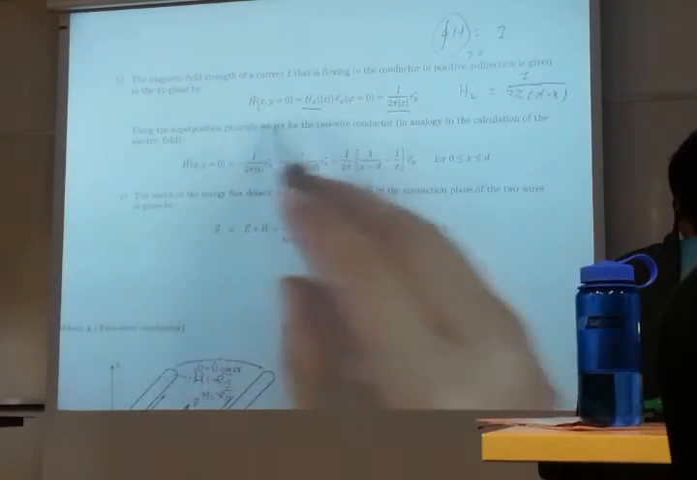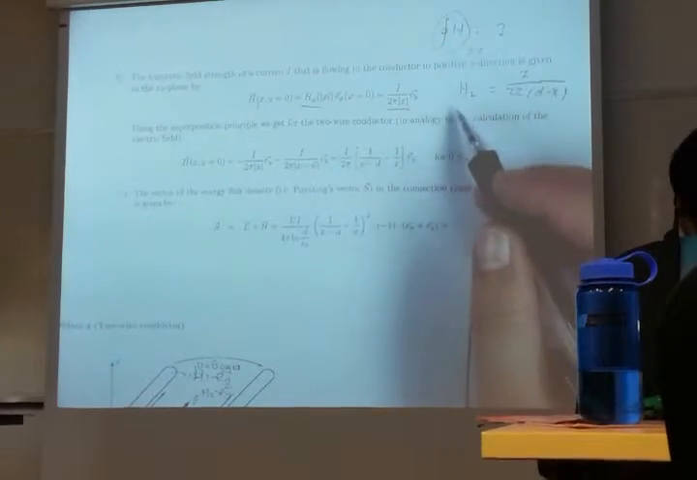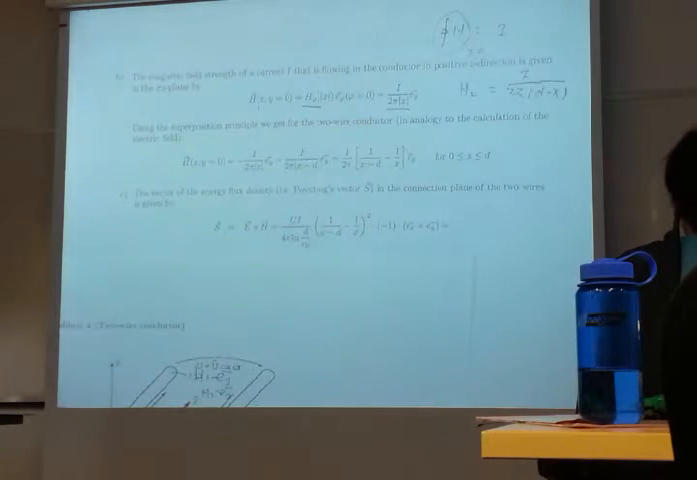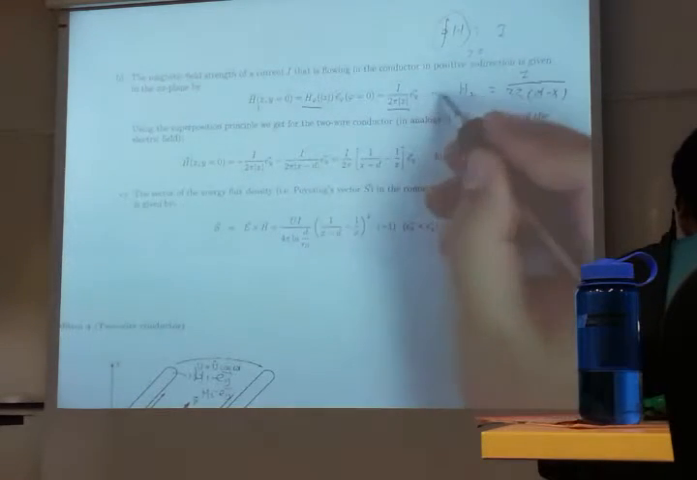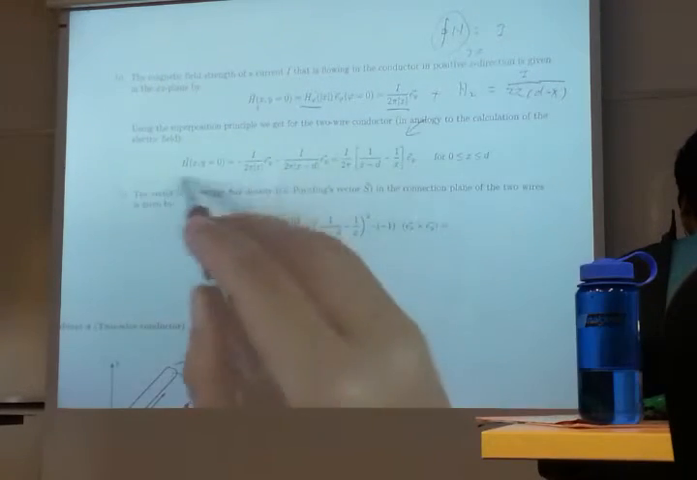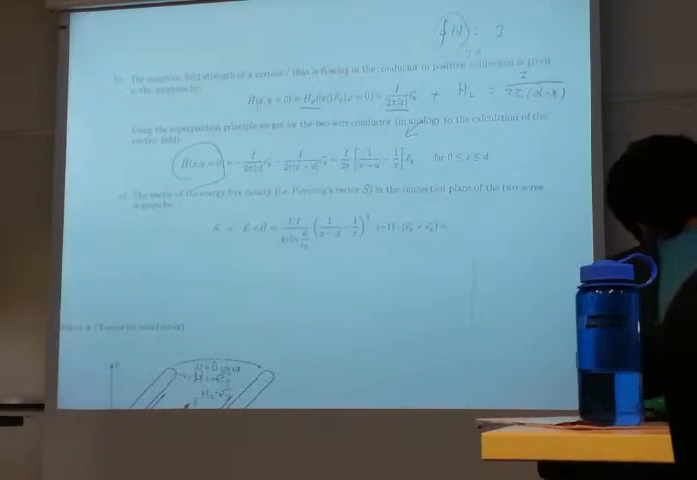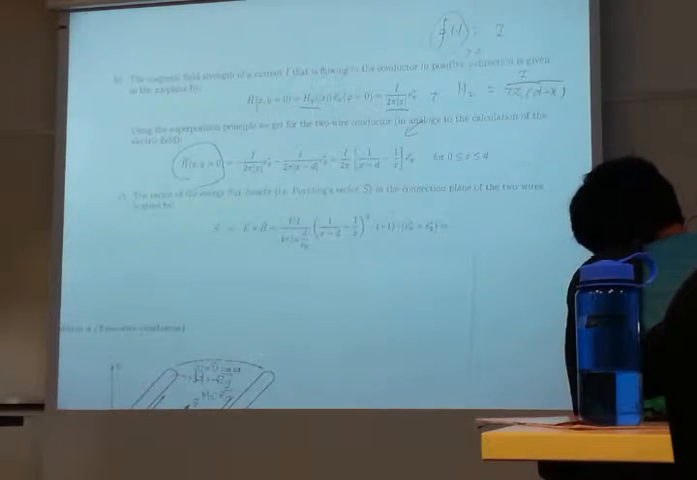We have H1, H2. In the end, you are going to add them up because they are in the same direction. We don't usually add up vectors, but they are in the same direction. So it's okay, just add them up. You come here, and the total H, put together, is in the y direction.